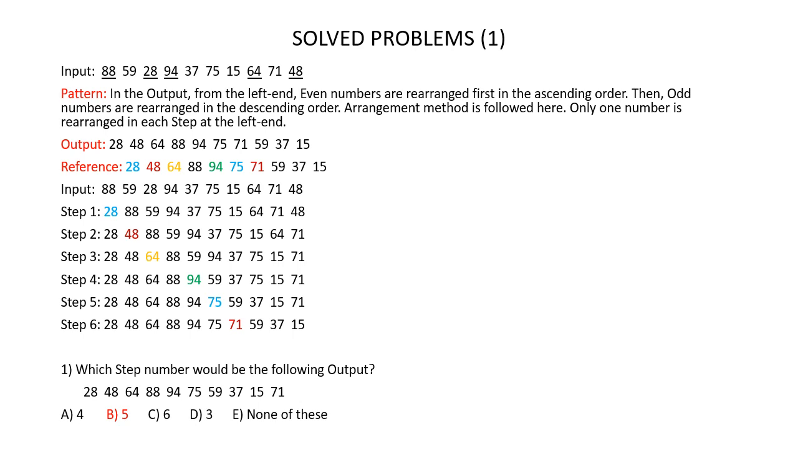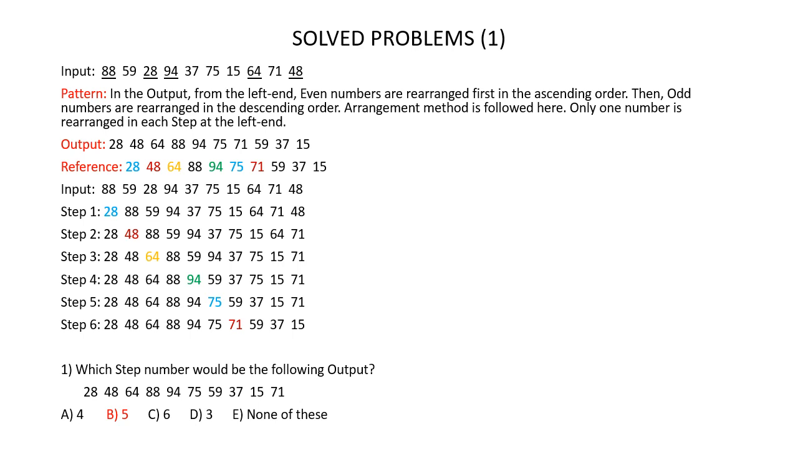Now the next numbers in the reference line are 59, 37 and 15. Now as you can see in step 6, 59, 37 and 15 are already in their correct positions. That is, 59, 37 and 15 have already been arranged in step 6. Now all the numbers given in the input have been rearranged in step 6. So step 6 is the final output for the given input.